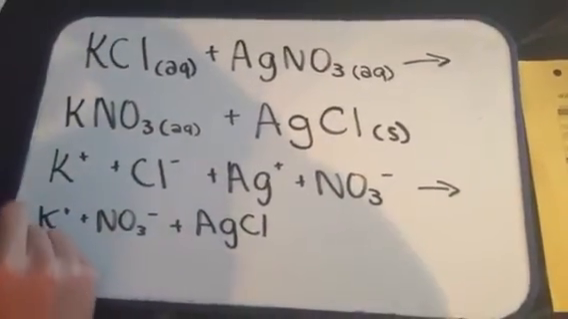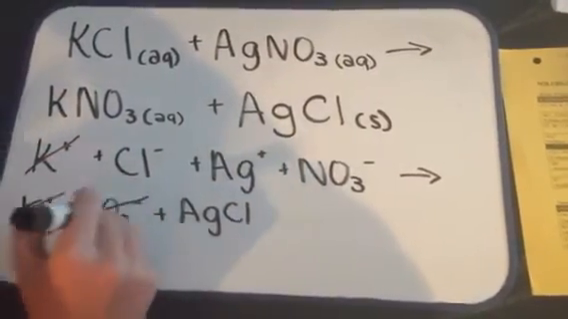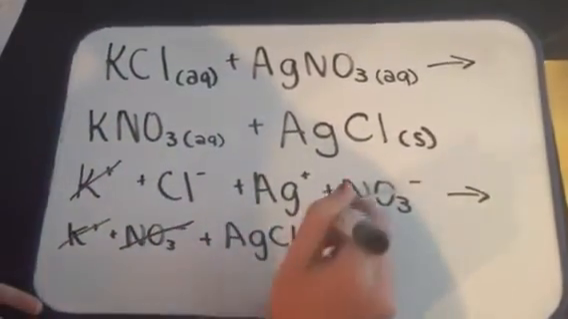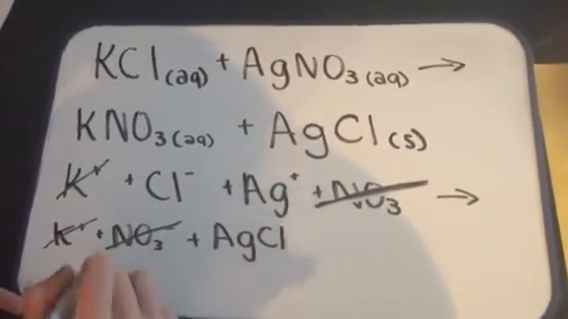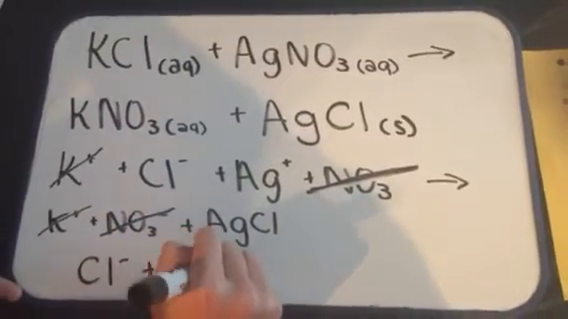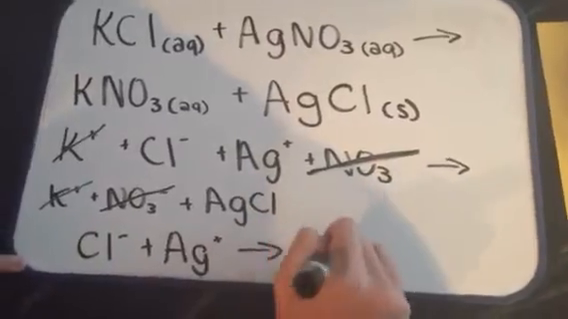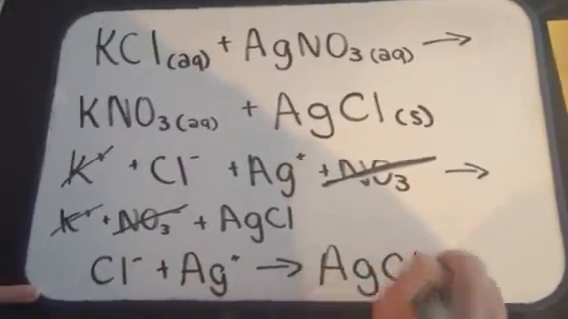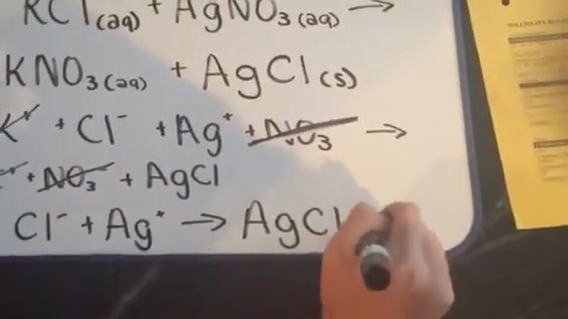Okay. What can we cross out on both sides that stays the same? Beautiful. Our potassium crosses out, our nitrate crosses out. So our net ionic equation would be Cl minus plus Ag plus. The order of those does not matter. It could be Ag plus and then the Cl minus, and then we'd write our solid at the end, s. And that is our net ionic equation, guys.